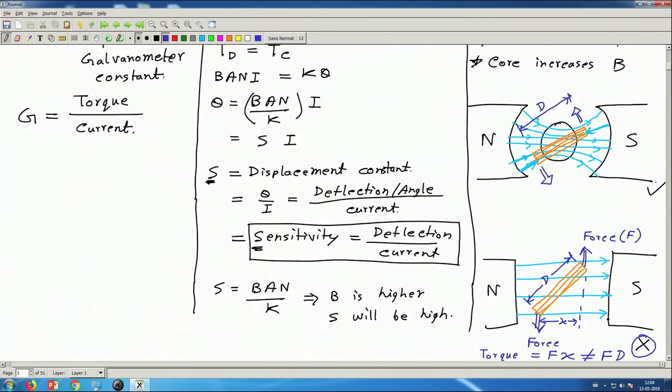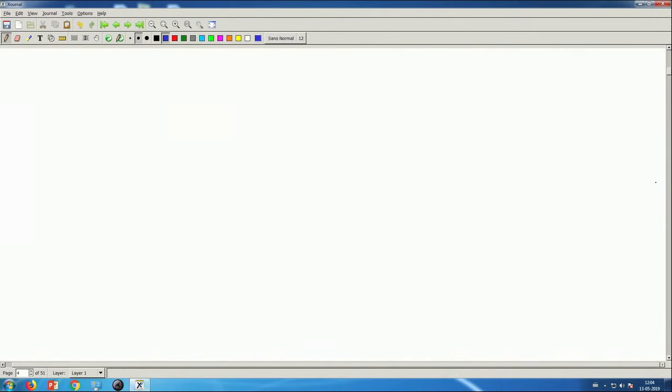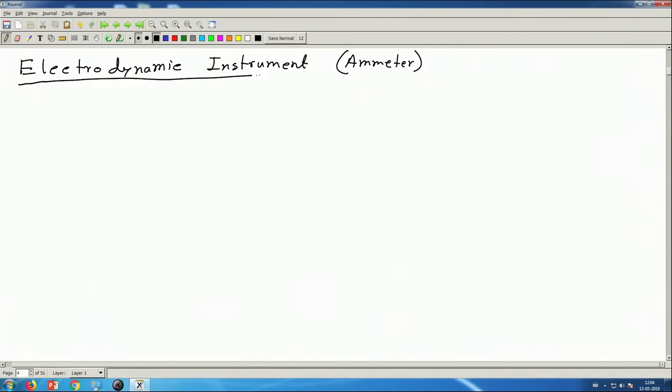Okay. Now, let us move to another topic, another type of instrument which is very similar to this instrument, the PMMC instrument, and this new instrument is called the Electrodynamic Instrument. So, this is again an ammeter. Okay. Now, let us draw the two types of instruments side by side. So, on this side let me draw the instrument that we have just studied, PMMC, and here we will draw electrodynamic.